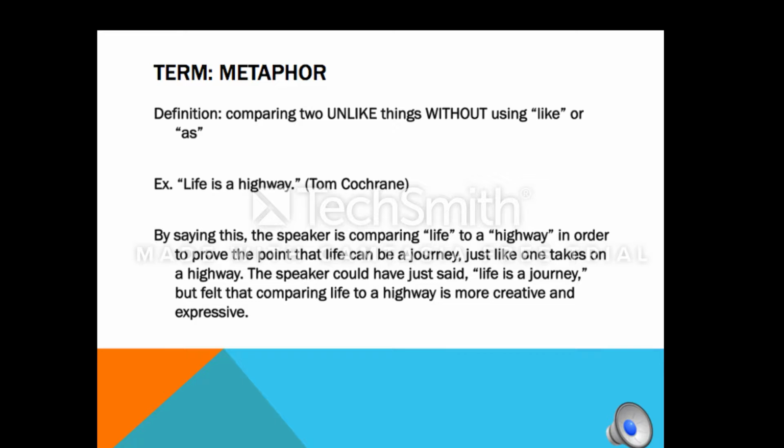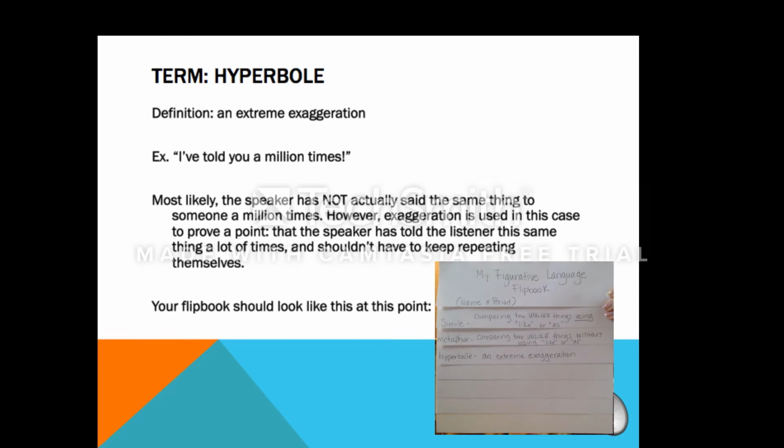The third type of figurative language you are adding to your flipbook is a hyperbole. The definition is an extreme exaggeration. An example is when someone says, I've told you 1,000,000 times. Now, most likely the speaker has not actually said the same thing to someone 1,000,000 times. However, exaggerating is used in this case to prove a point, that the speaker has told the listener the same thing a lot of times and shouldn't have to keep repeating themselves.